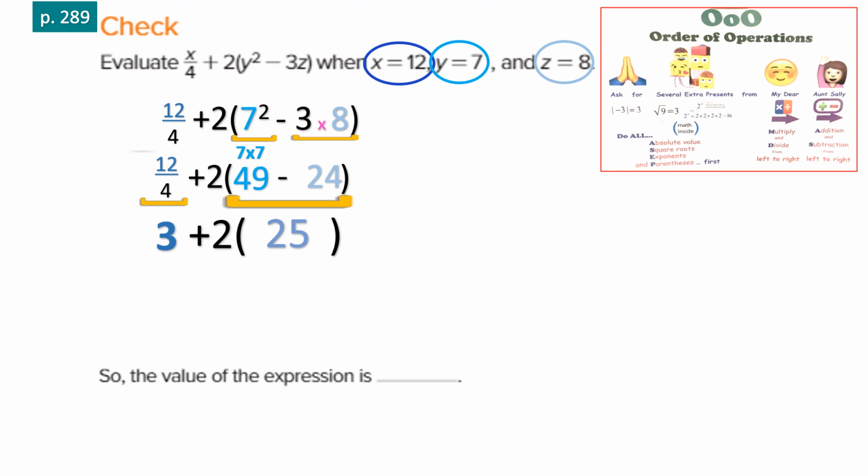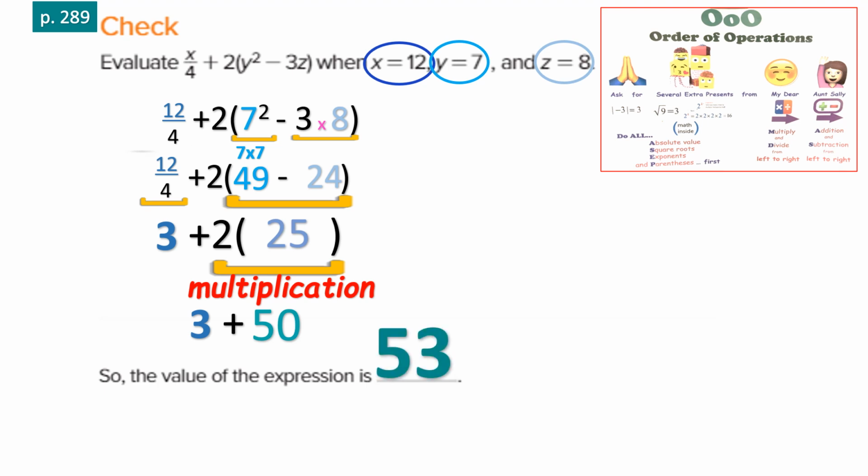So now I have to focus in on 2 parentheses 25. Once again, a number touching parentheses simply means multiplication. So I'm going to multiply 2 times 25, which is 50. Then I can bring down my addition of 3, and 50 plus 3. Did you get 53? Hopefully you did.